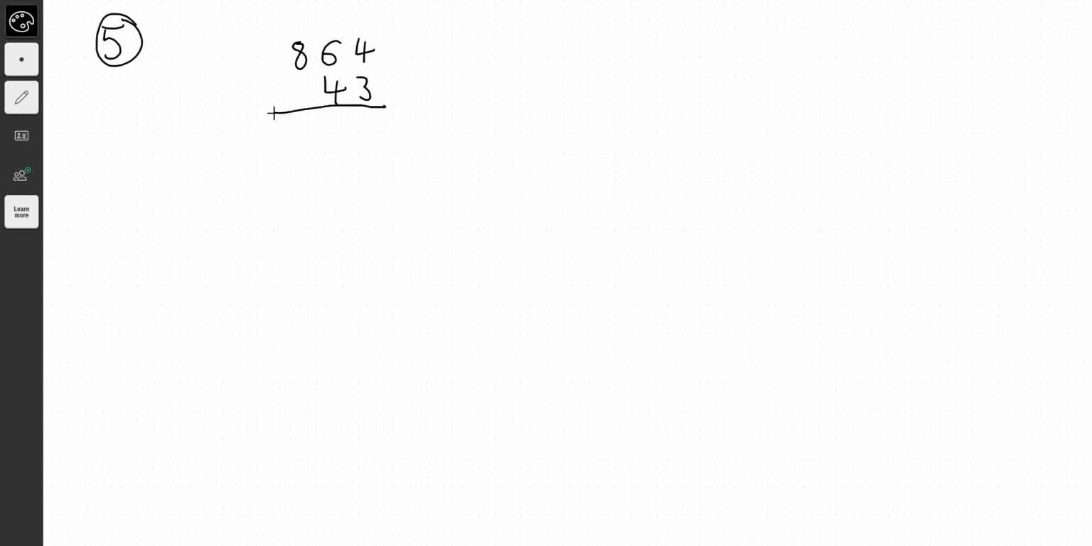Okay, the next question is 864 times 43. So again, we're going to start by looking at this end number here, which in this case is a 3. And we're going to go 3 times 4 is 12. Carry the 1 over. 3 times 6 is 18. Add 1 gives us 19. 3 times 8 is 8, 16, 24. Add the 1 is 25. And we're just going to write the 2 up here.